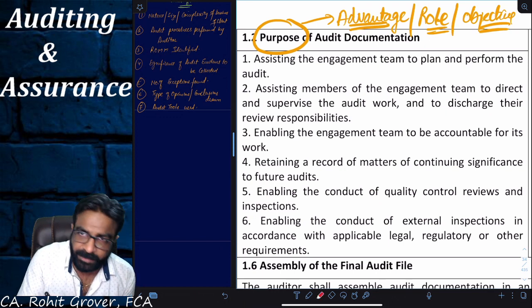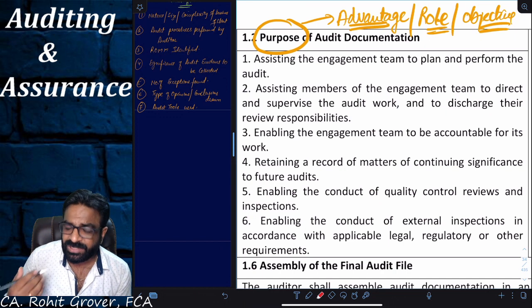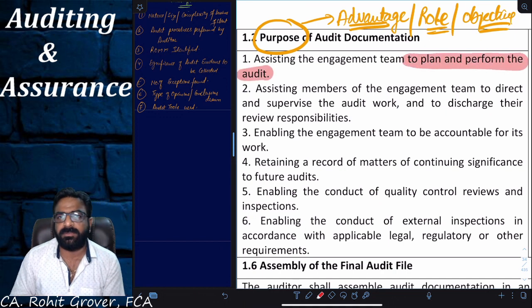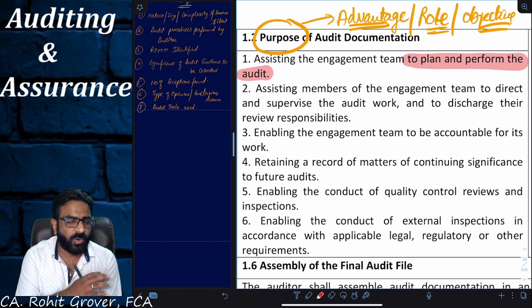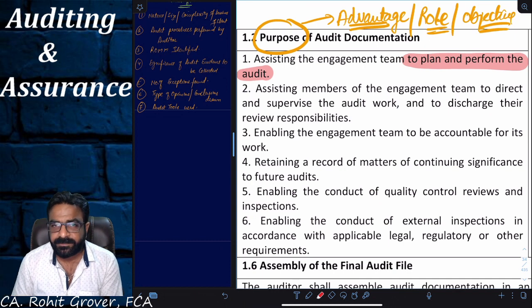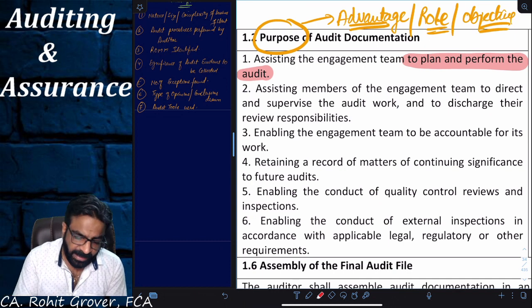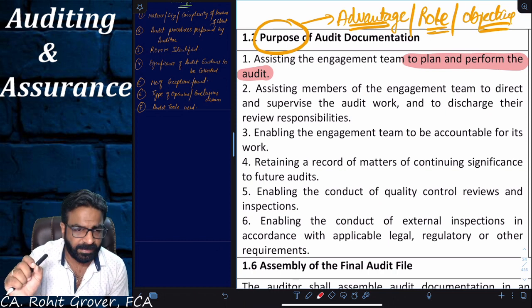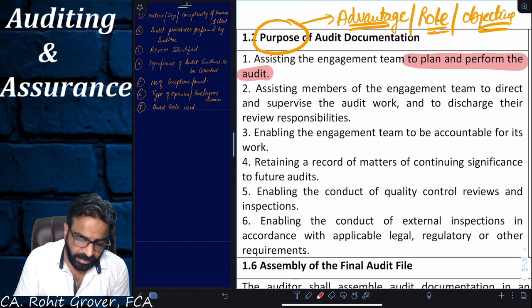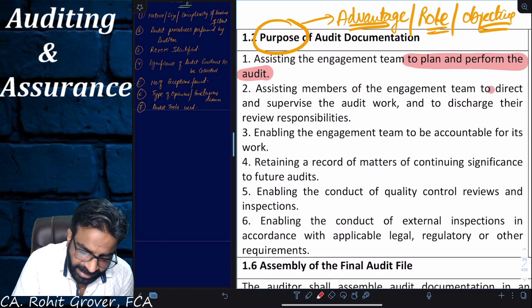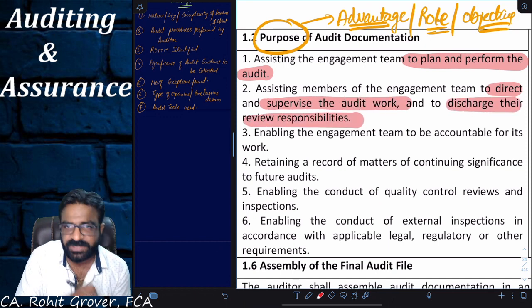So you please tell me, do you agree or not? Whether the audit documentation will help my engagement team next year to plan and perform my audit or not? Yes, sir. Can I open the last year's file to make the plan and performance of the next year? Yes. Now tell me, documentation means oral or in writing, everyone? Writing. If the audit documentation is in writing, will I be able to direct and supervise my audit work and discharge and review the responsibilities or not?